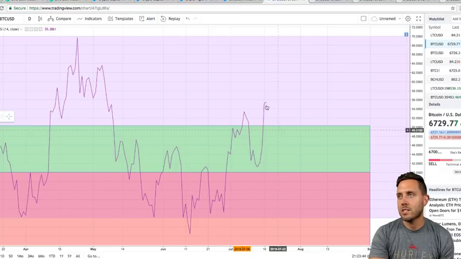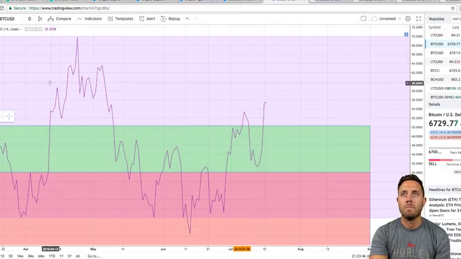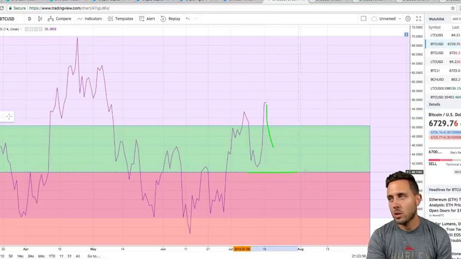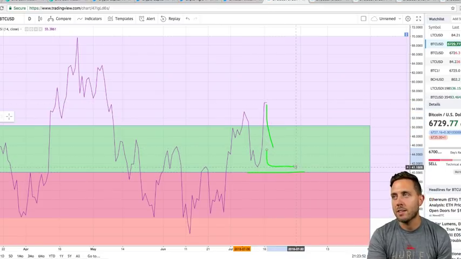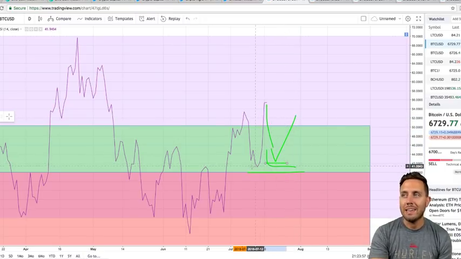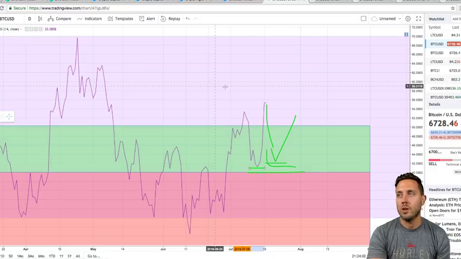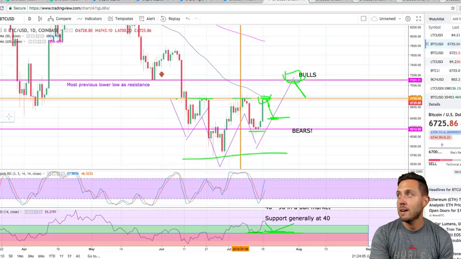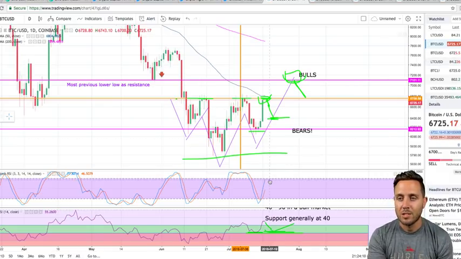And then obviously playing into that whole scenario, if we do make a downturn, would be to look at this 40 line again, or at least somewhere in this area for support and a possible bounce and a higher low even on the RSI. So those are some things I'm watching for Bitcoin in the next 12 to 24 hours or so, or even tonight. I mean, anything can happen just at the snap of the fingers.